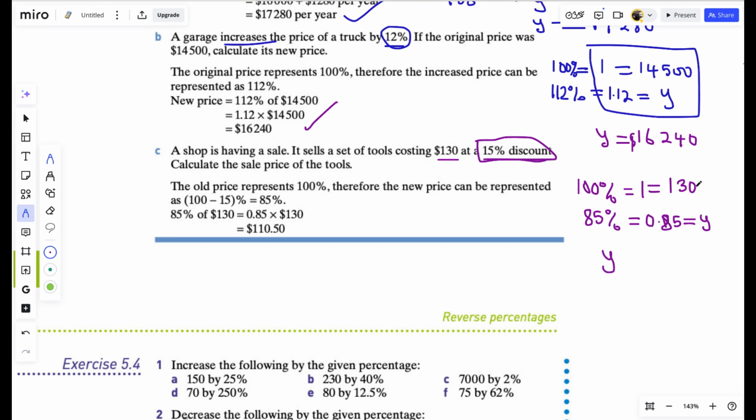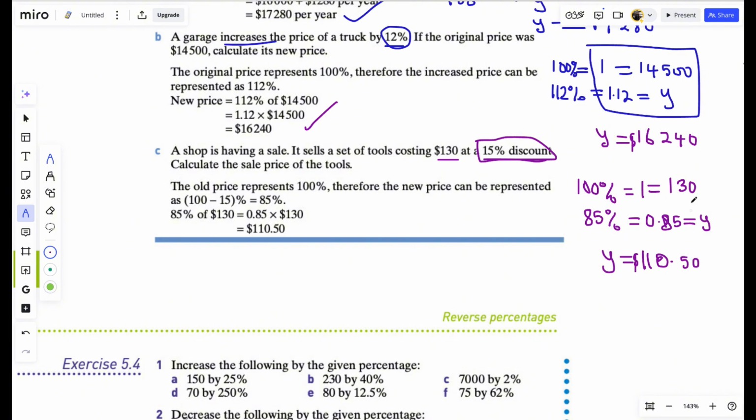0.85 times 130 is going to be, the money will be smaller than $130. You get $110.50. $110.50. Okay, so this is the money you now pay.